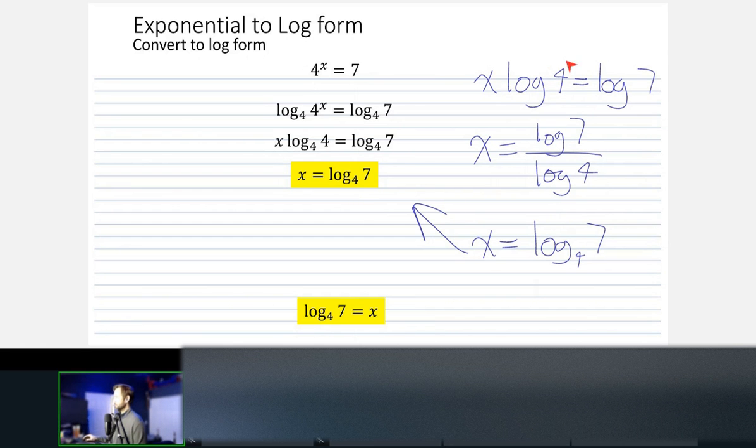Now you can avoid these 2 extra steps if we just went ahead and log base 4 both sides at the start. It just saves 2 steps. And it probably seems easier too. Either way though.